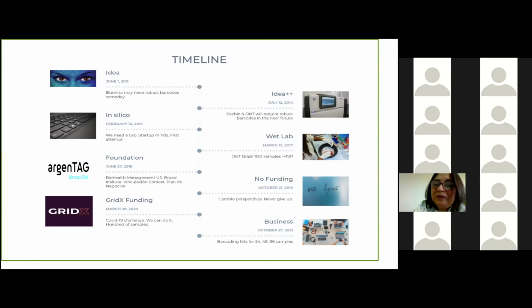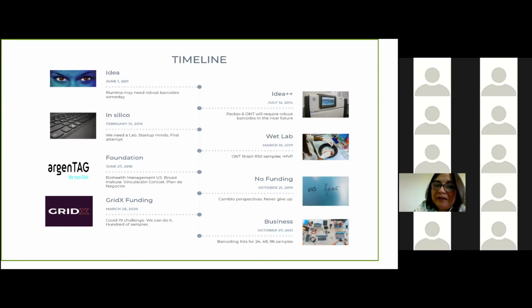But there was another problem, because in that case, we needed to improve our designs to allow for indel errors, because these machines produce a high rate of indel errors. So we continued for a couple of years, and by 2016, we succeeded in the first simulations.